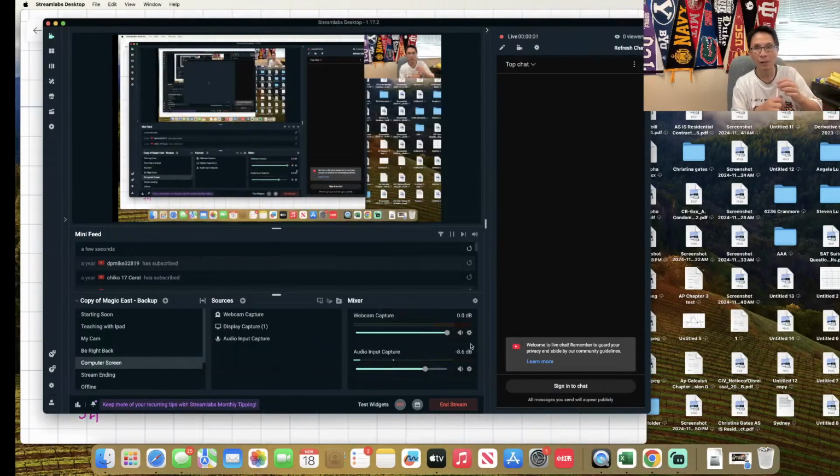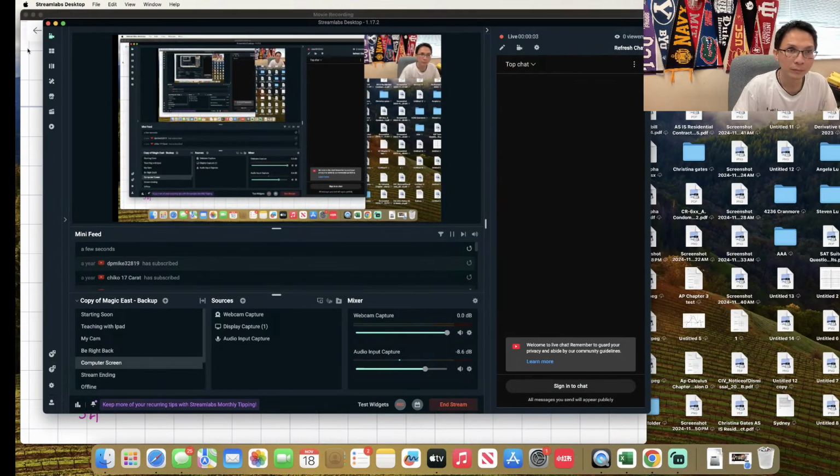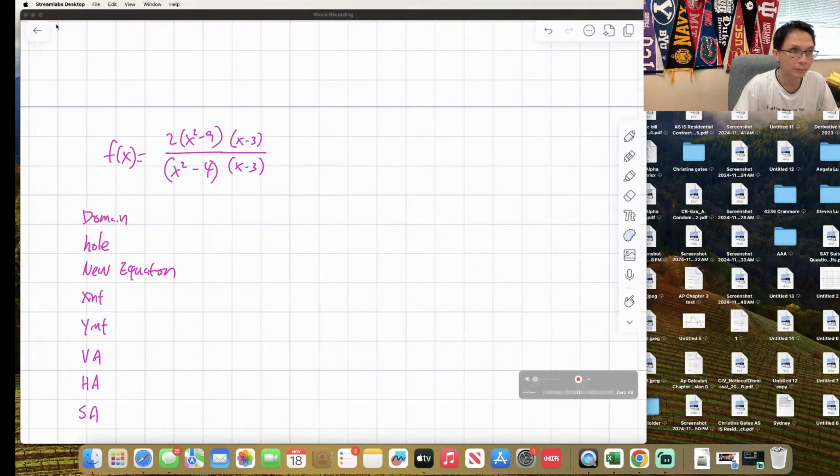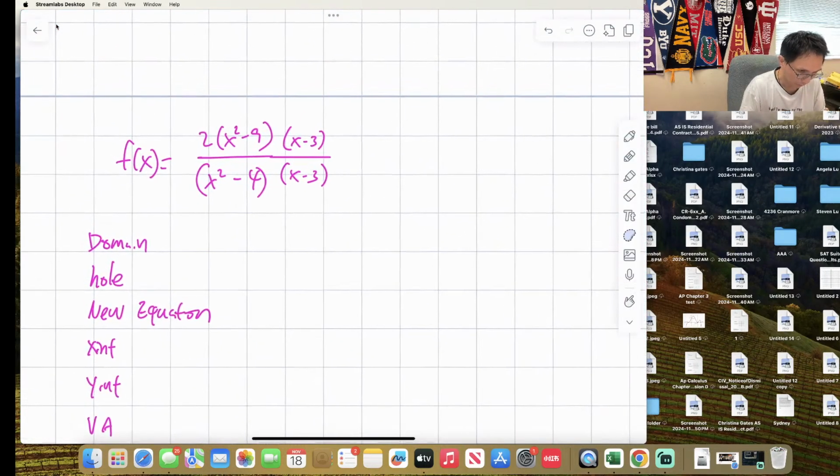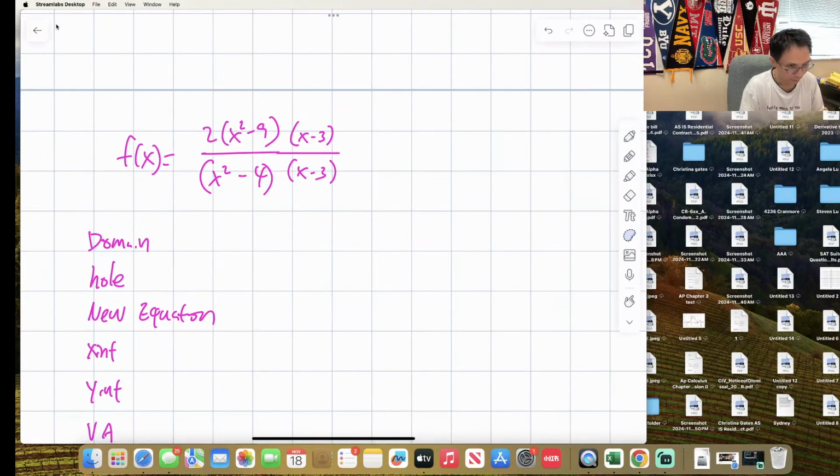Alright, see how they both have x minus 3? You can cancel the x minus 3. That's going to cancel back here. So the x-coordinate of the hole is 3. Yeah, 3 is 3. All right.